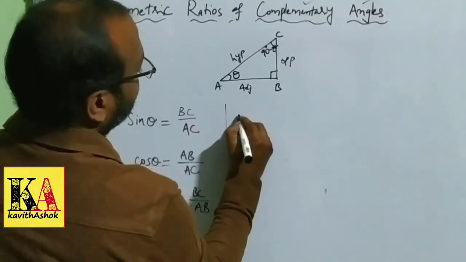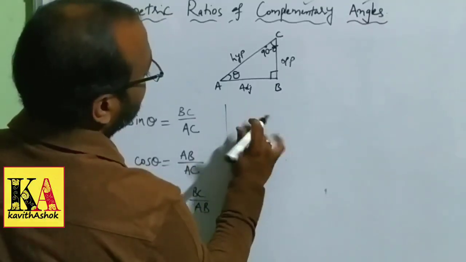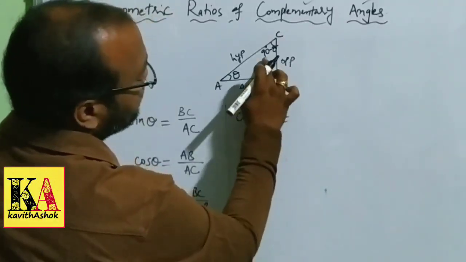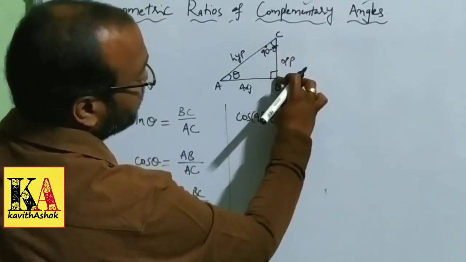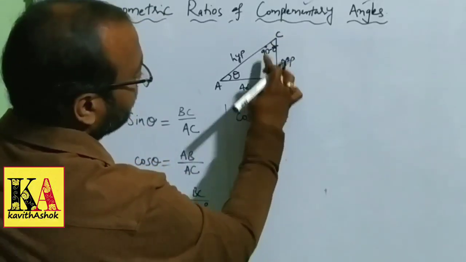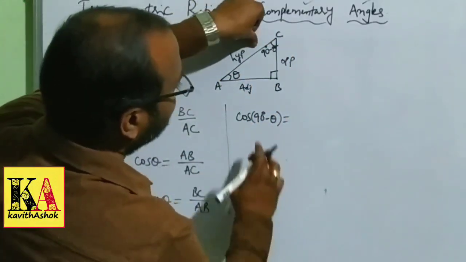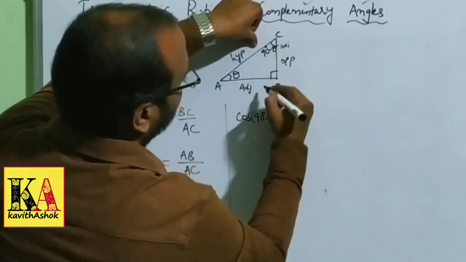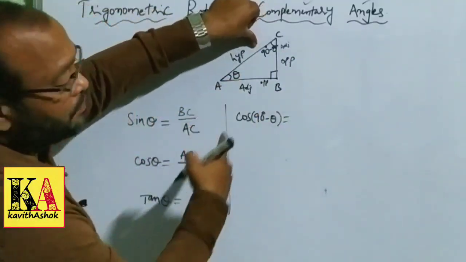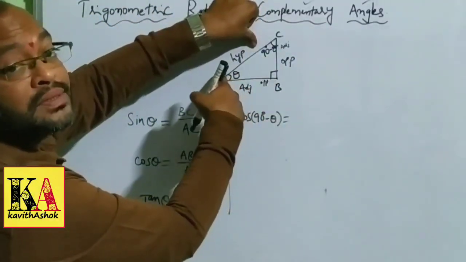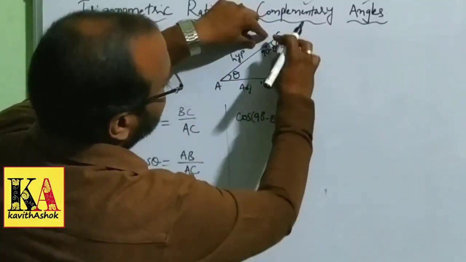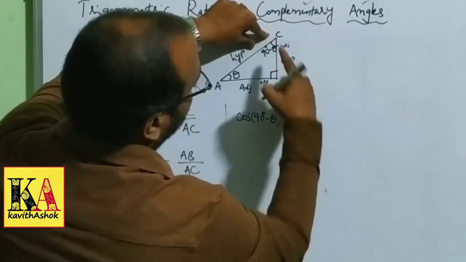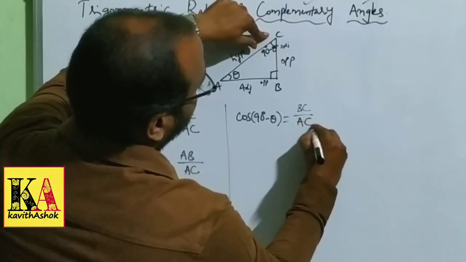Now, taking the other angle, first I am taking cos 90 degrees minus theta. Cos in the sense adjacent side. Here now it will become the adjacent side, this is the opposite side and this is the hypotenuse. So cos 90 minus theta means the side adjacent to this angle, and this will become opposite. Hypotenuse is the same. The side which is opposite to the 90 degrees will always become the hypotenuse. So cos 90 minus theta means adjacent side, here BC by hypotenuse AC.